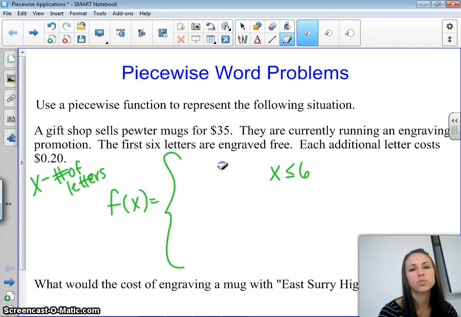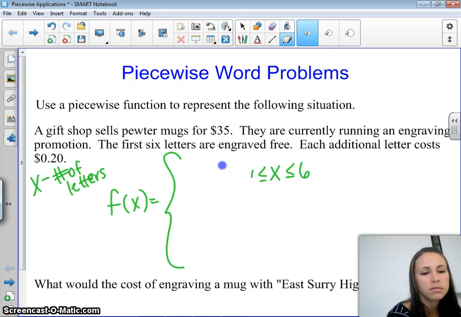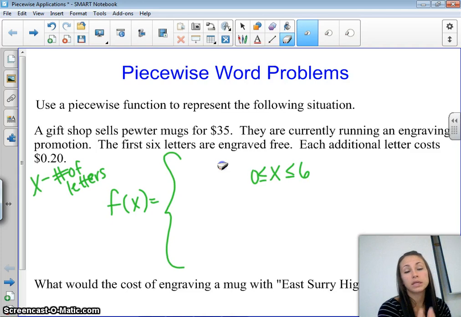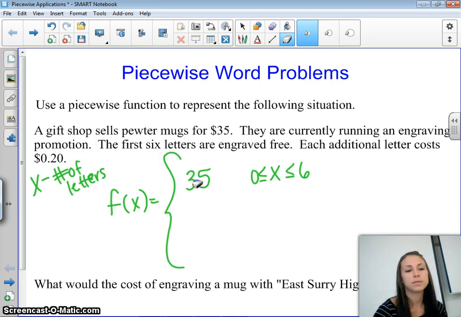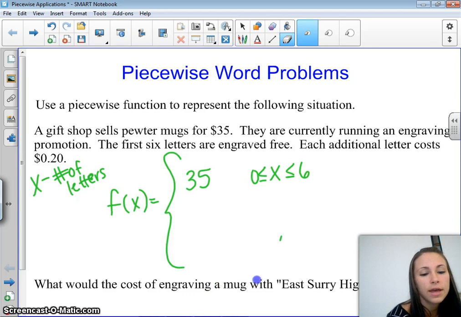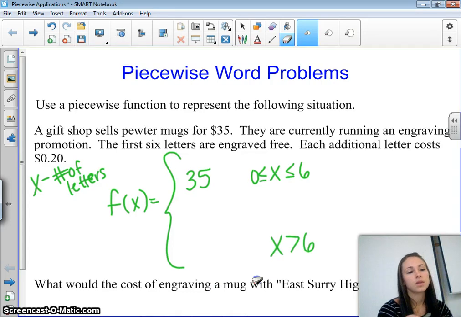And then we also want to make this a sandwich. I can't get a negative number of letters engraved, so I'm going to say it also has to be greater than or equal to 0. I could get 0 letters engraved, but I couldn't get -1 letters engraved. That doesn't make sense. So if I get those 6 letters, or a word that's 6 letters or less, it's going to cost me $35 no matter what. So this is going to be the price of a mug that has 6 or fewer letters. Now, if X is bigger than 6, it's going to cost me 20 cents per letter.